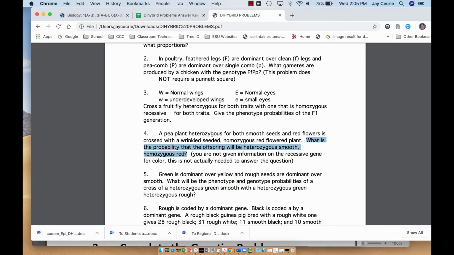I'm going to go ahead and do the whole Punnett square because that's what I left you on your worksheet. And I'm going to show you another method that's a little bit faster if you're asked a single question such as this one.